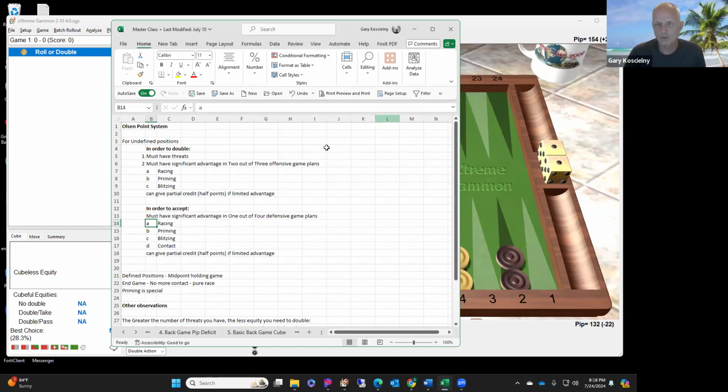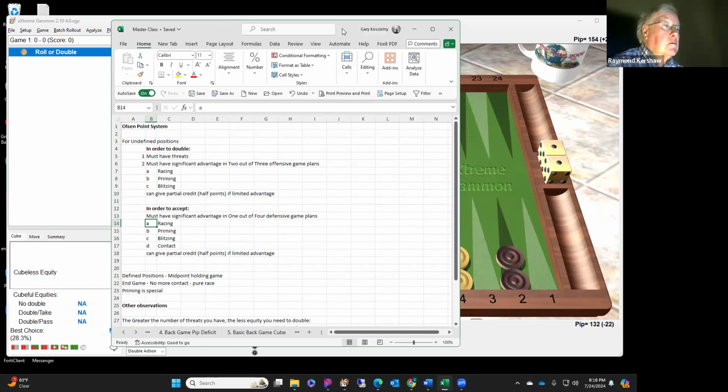Fix that. So if you have an advantage in either racing, priming, or blitzing, the extra game plan is contact. If you have a strong anchor, that's usually good enough to take. That's pretty much what the contact is. So if you have the anchor, often you can take because of the anchor. So that's basically it. Right. And so we'll go over some of the examples from the book.